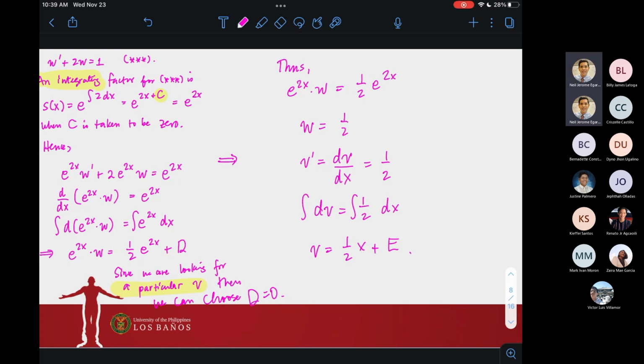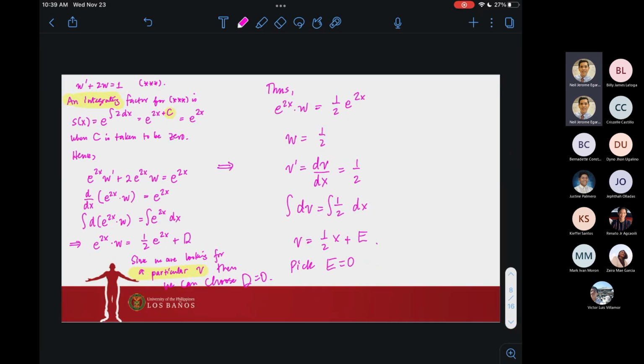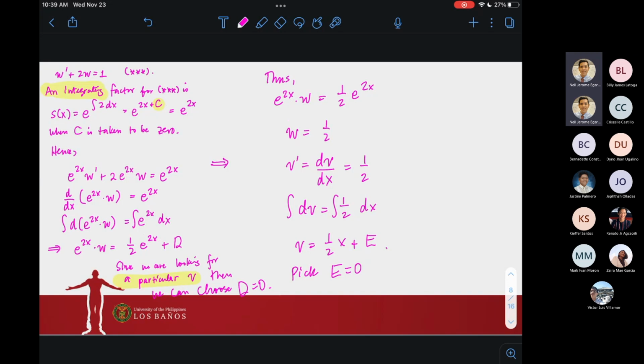But again, we're still at the second bullet of our solution, meaning we're looking for a particular y sub p, which is dependent on a particular v. So we can keep v as 1/2 x plus e, but for simplicity again, we can pick e equals 0 just to make things simple. So we'll have v equals 1/2 x. So therefore, ang y sub p natin ay si v times y sub 1. Sino nga si y sub 1 natin? Si y sub 1 natin ay si e to the x. So ito yung y sub p natin.